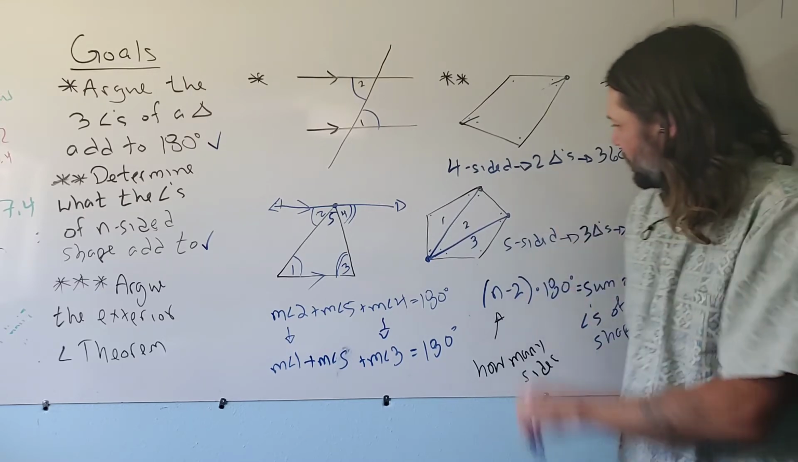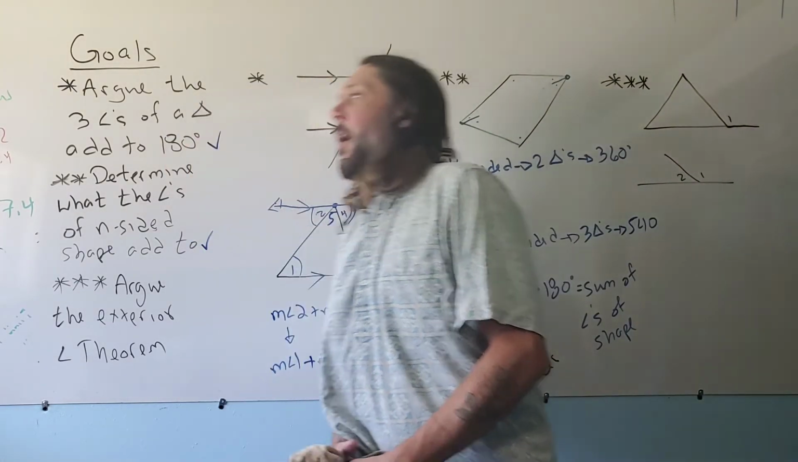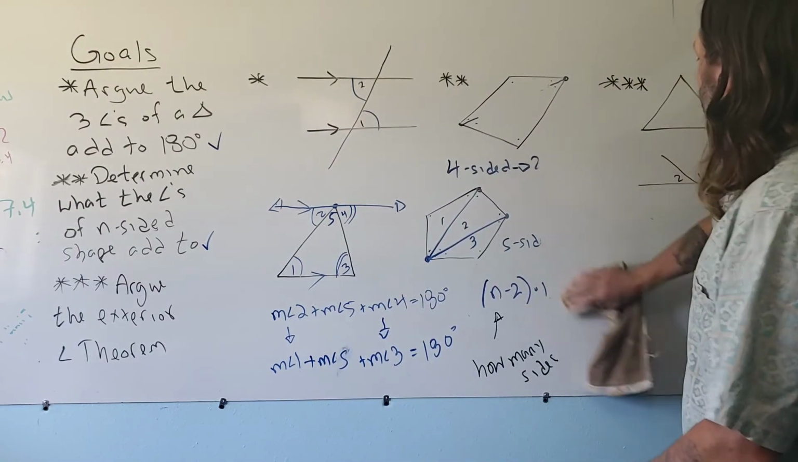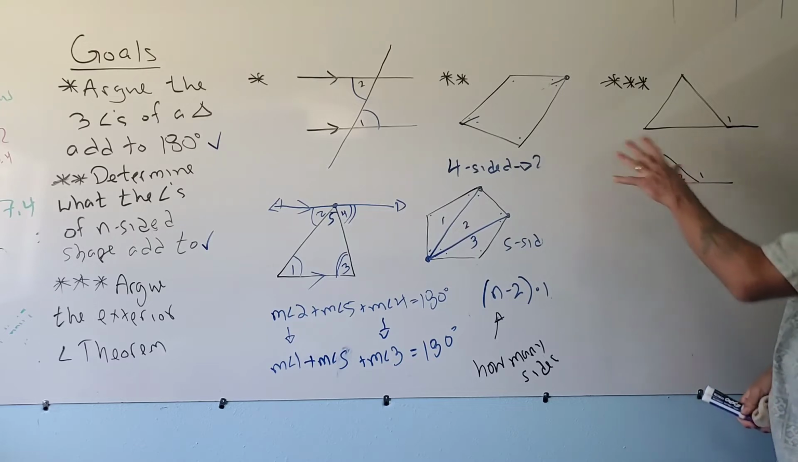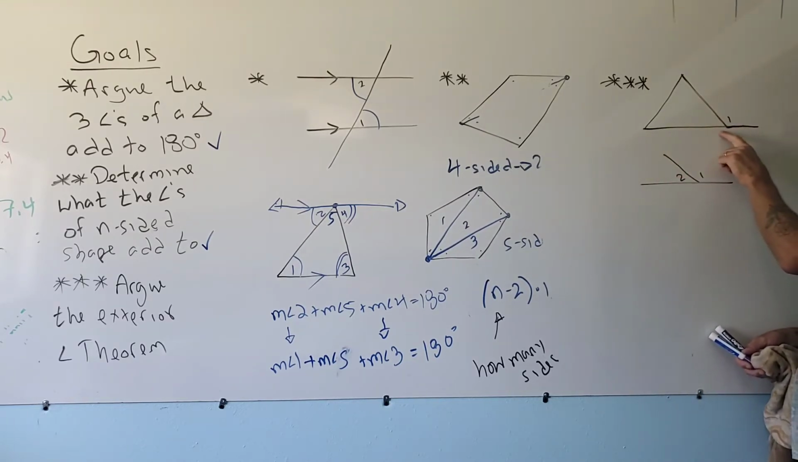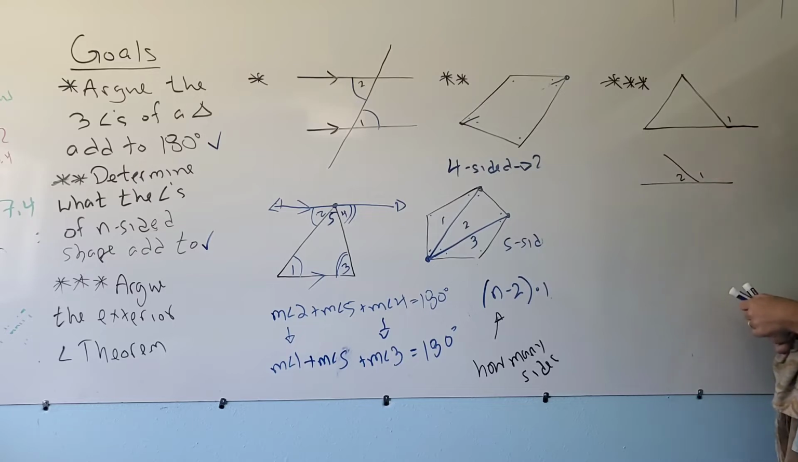Let me erase some of this so I have a little bit more space over here. All right, so the third idea is about a triangle, but then if we extend one of the sides, we create what we call an exterior angle. I want to point something out about this exterior angle. It reminds me about linear pairs.